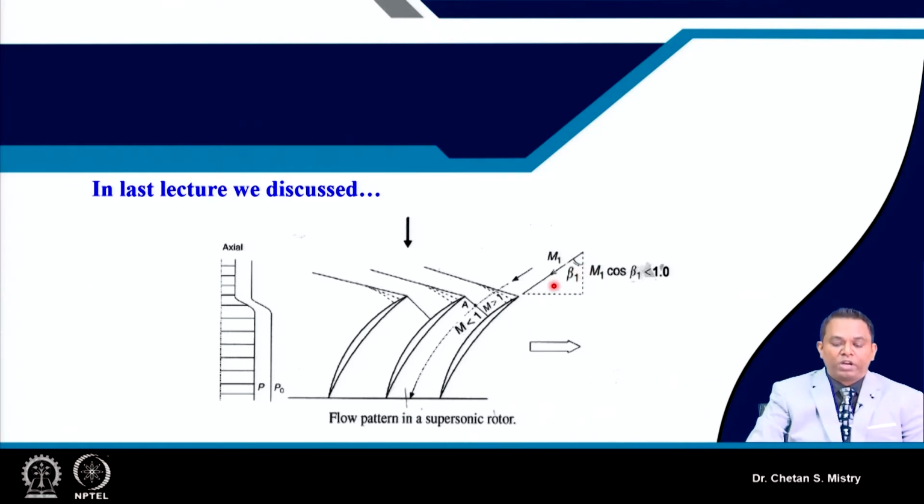Now when this flow is incident on an aerofoil, this aerofoil is of sharp edge nature. Because of its sharp nature, the shock will get anchored here at the leading edge. When it is anchored at the leading edge, one leg of this shock moves away from the blade, and the second leg moves inside my flow passage.